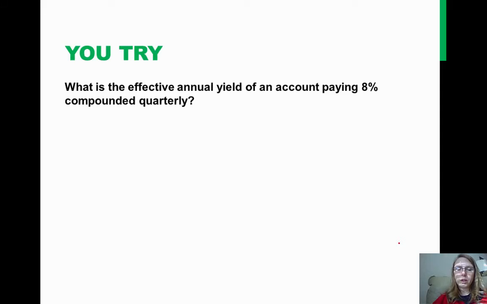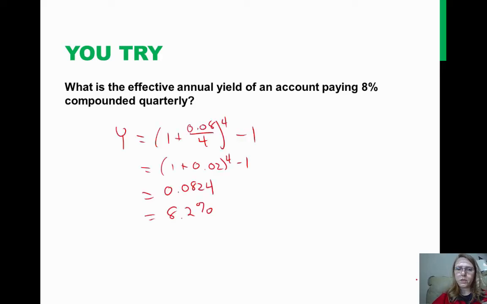Okay, so I want you guys to try to find the effective annual yield and come back and check your work. Okay, so we found that when we put in 8% compounded quarterly, we get an effective annual yield of about 8.2%.